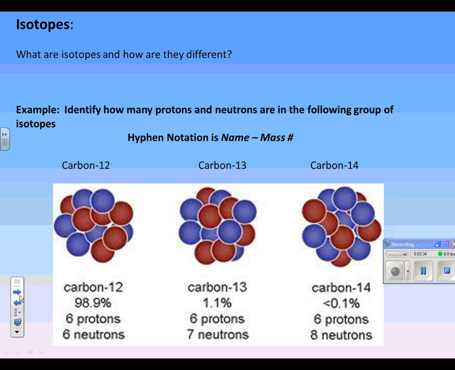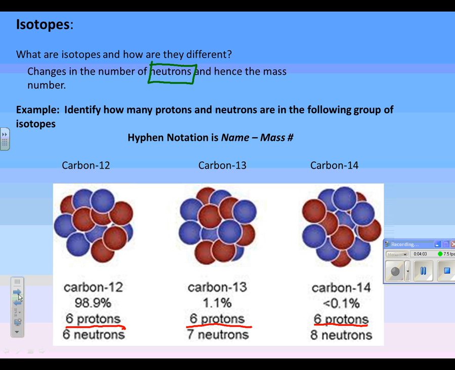Next one, isotopes. What are isotopes? We've talked about this a couple times before. They're changes in the number of neutrons, hence the mass number. So they're changing the number of neutrons, which affects the mass number. So we come down here, we've got 3 different carbon isotopes. They're all carbon, because they all have 6 protons. Carbon 12 has 6 protons. Carbon 13, 6 protons. Carbon 14, 6 protons. If it didn't have 6 protons, it wouldn't be carbon. Okay, the difference comes with the mass number.